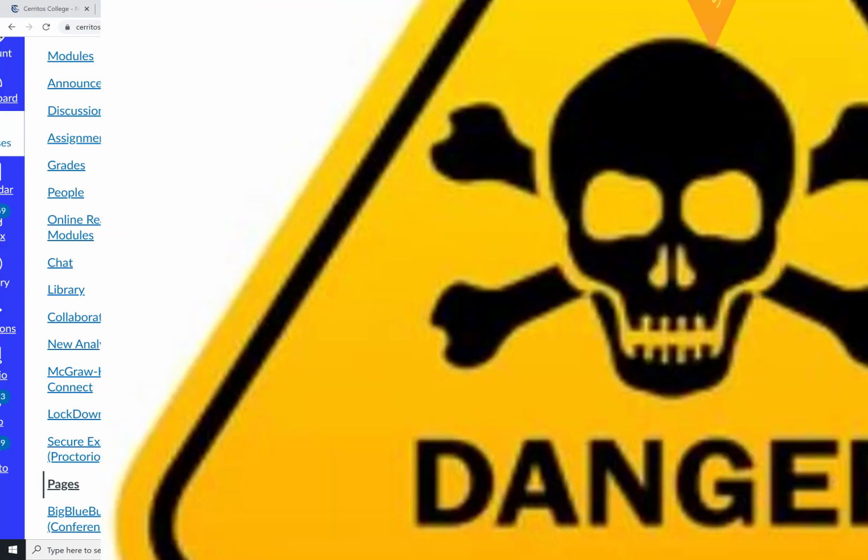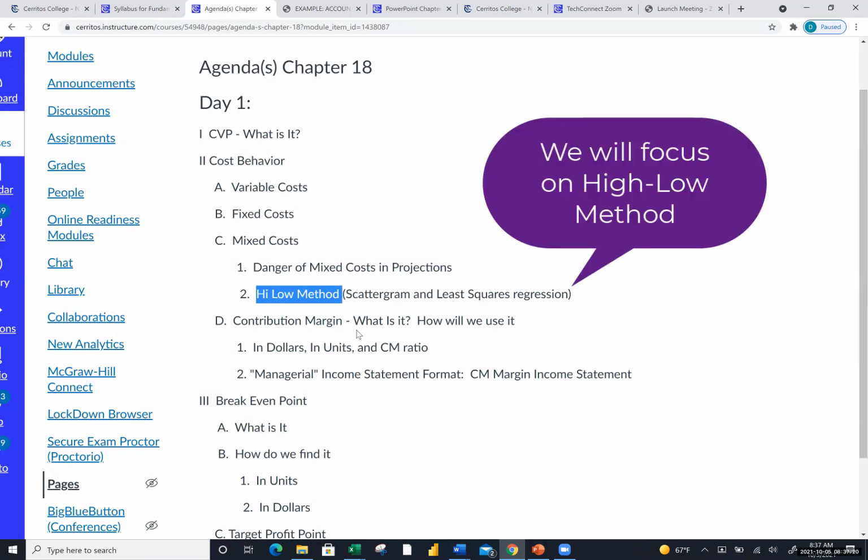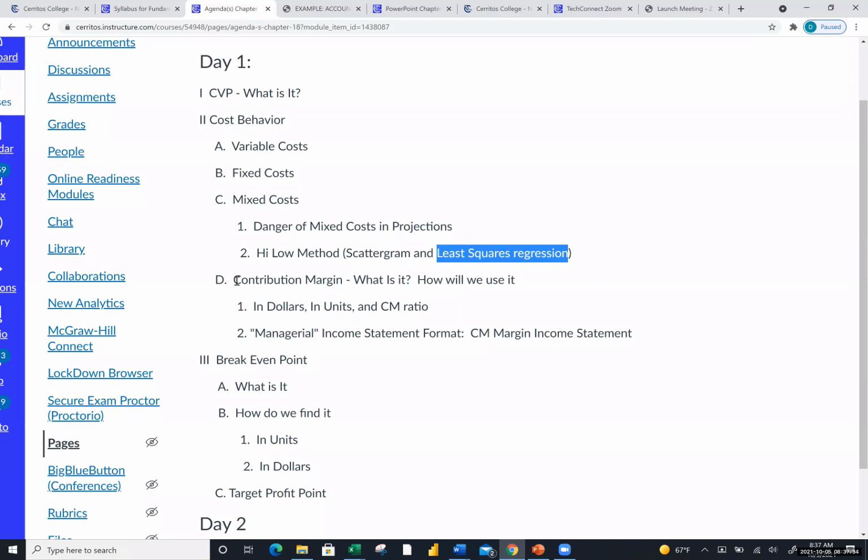And there are three major ways to do that. In this class, you guys are only responsible for one. You're responsible for the high-low method. I'm going to demonstrate that to you. But there's also scattergrams and the least squares regression method, which is calculus-based. I'm glad you guys are not responsible for that because I have nightmares still to this day about calculus.